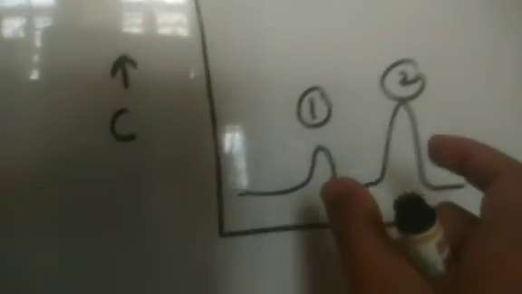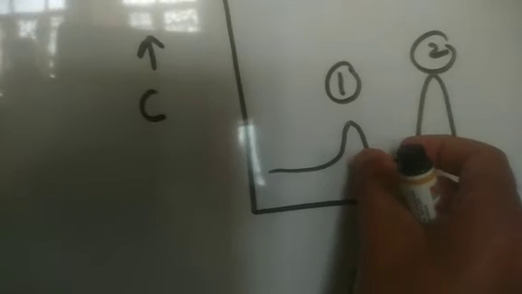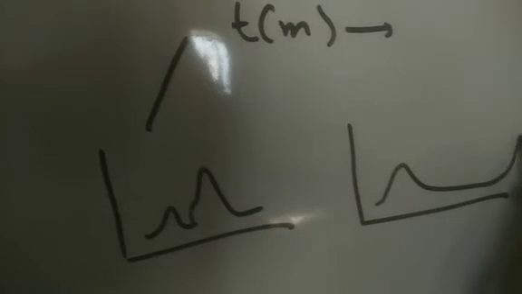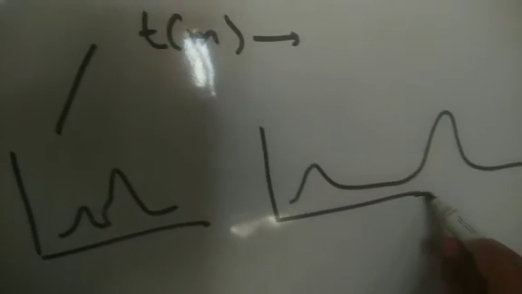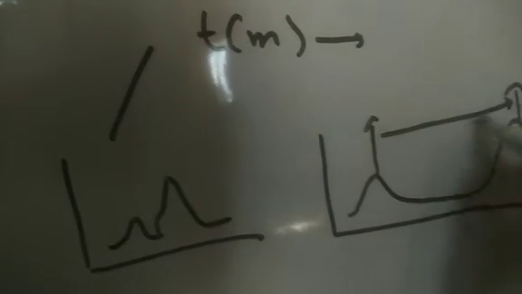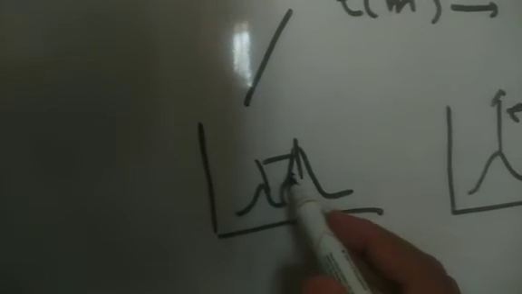Now it can also happen that sometimes the peaks will come very close, and sometimes the peaks will come far away. So the situation can be like this, where the peaks are really close, or the situation can be like this, where the peaks are far away. Look at the difference. In this case the peaks are far away, and in this case the peaks are very close, almost overlapping.